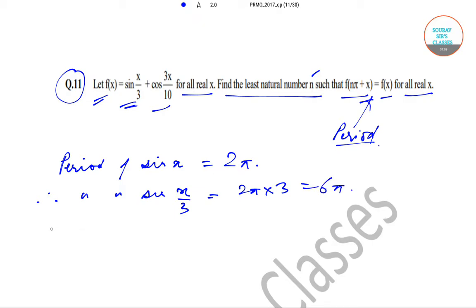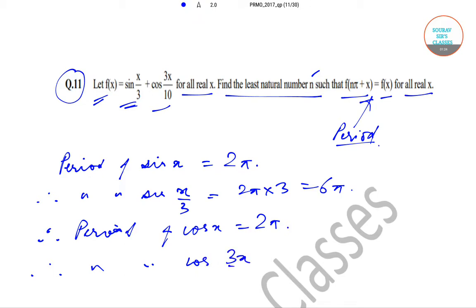Okay, similarly the period of cos x is also 2 pi. So that implies that the period of cos of thrice x by 10 is basically 2 pi into 10 by 3, which is basically 20 pi by 3.